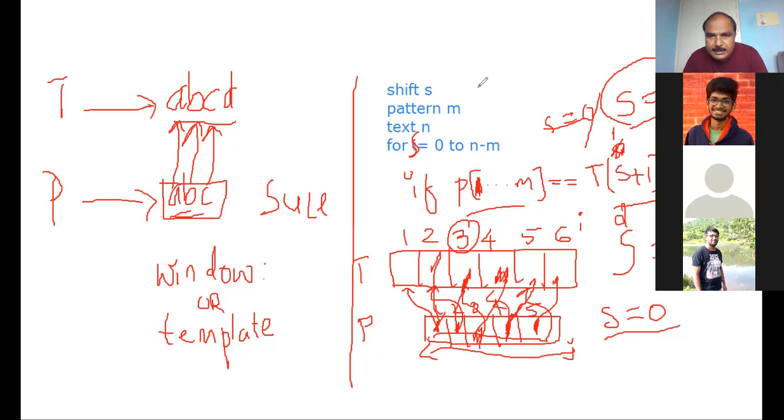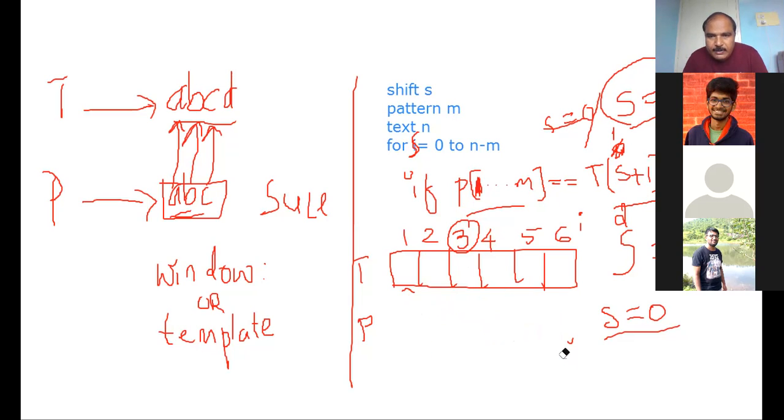I'll just erase here because it's too complex. So now we can see that when you compare the third character of the text, it is compared with the pattern at index 0, that's P of 1. So this P of 1 is compared with T of 3.